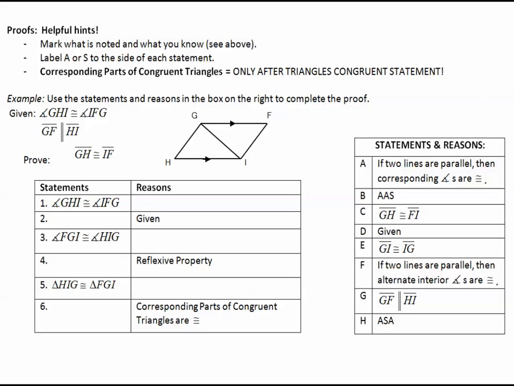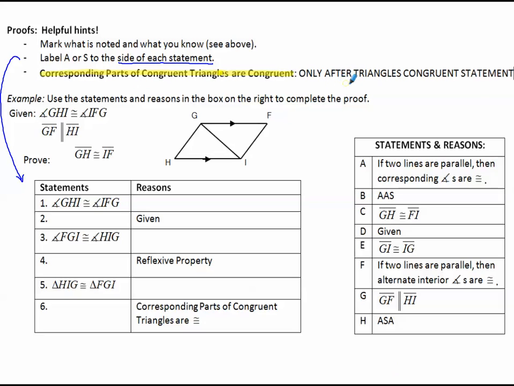We're going to encounter some proofs along the way. Here are some helpful hints. Mark what is noted and what you know. See all the stuff we talked about above. Label A or S to the side of each statement. Now that's something we haven't seen yet because we haven't done a proof. That means over here in this area. Finally, you're going to have the option sometimes that corresponding parts of congruent triangles are congruent.